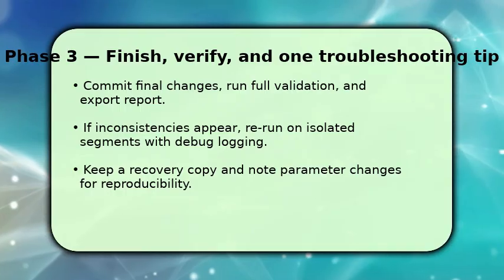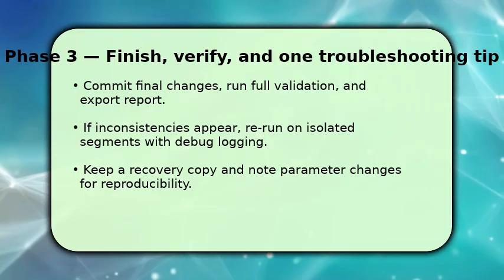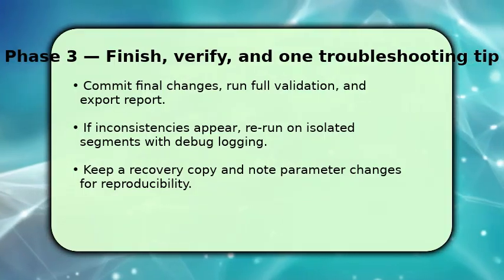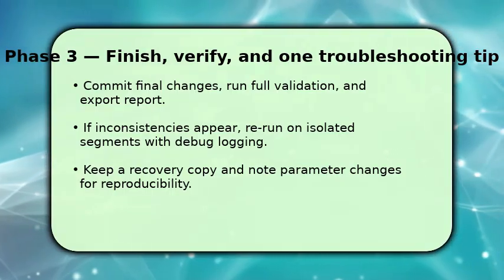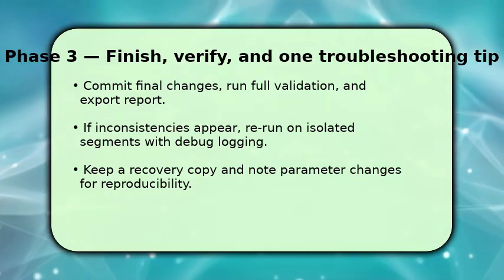This narrows fault domains and reveals parameter sensitivity. Make sure to keep a recovery copy and document any parameter tweaks, because reproducibility is essential. One troubleshooting tip: if results differ, reduce tolerance and step size, then reprocess the suspect region to resolve mismatches.